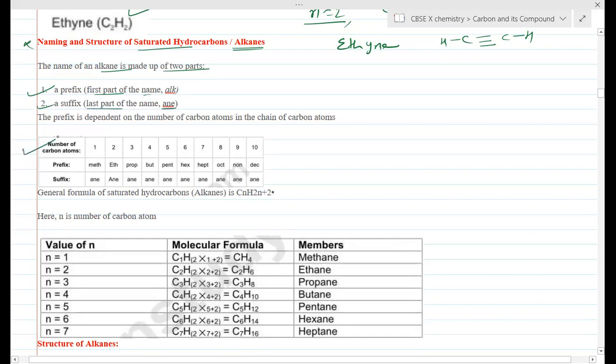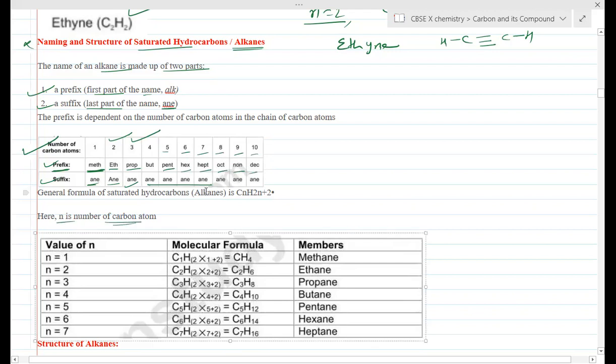As I told you, if the number of carbon atoms is one, the prefix we are using is meth. Suffix is what? Ane. If two, eth, and suffix is ane. If three, prop, and suffix is ane. In all the cases in alkanes, we are using the same suffix ane, but you have to focus on the prefix. If n is one, meth; two, eth; three, prop; 4, but; 5, pent; 6, hex; 7, hept; 8, oct; 9, non; 10, dec. Here n is nothing but the number of carbon atoms.